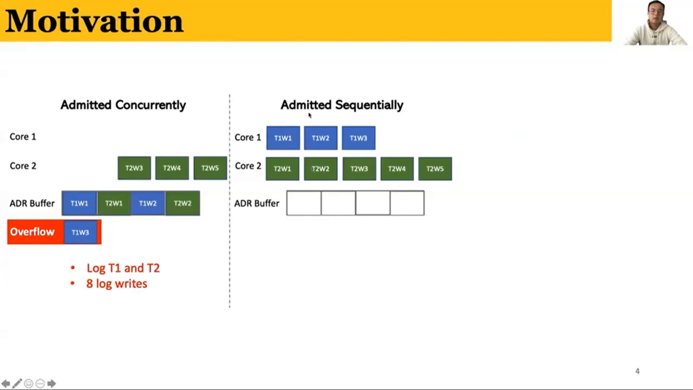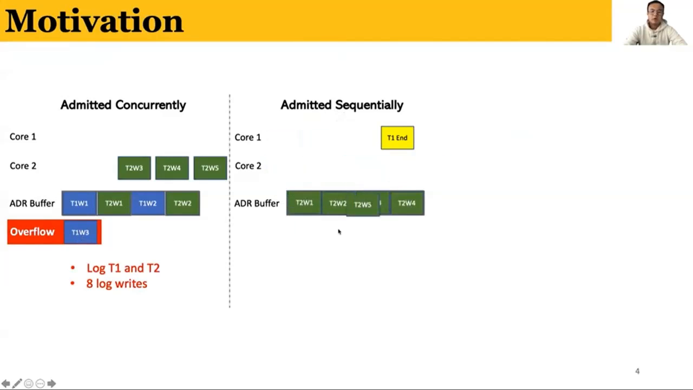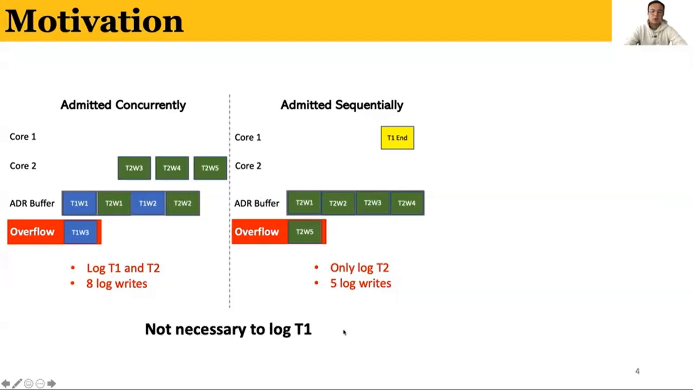Next, we admit T1 and T2 to the ADR buffer sequentially. First, T1 updates accumulate in the ADR buffer, and then T1 ends. Contents in the ADR buffer can be flushed. Then T2 comes. It causes the ADR buffer to overflow. In this case, we only log T2, which is 5 log writes. As we have seen, with a suitable admitting scheme, there is no necessity to log T1.